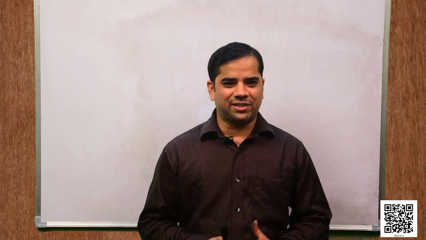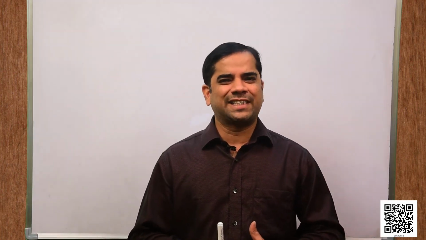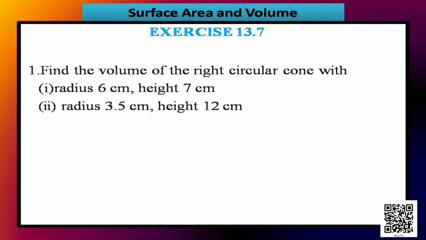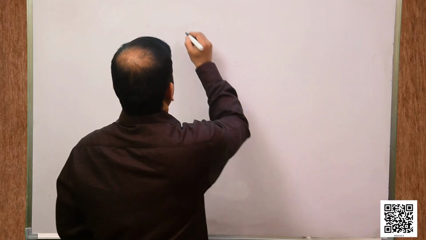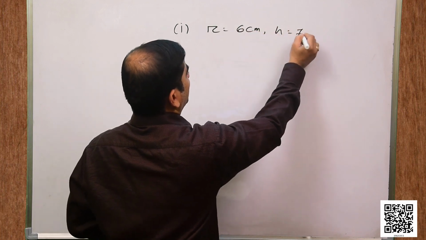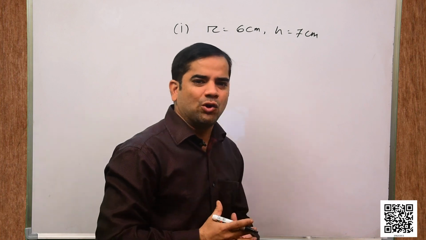Students, let us now discuss exercise 13.7. Let us solve question number 1. What it says? Find the volume of a right circular cone with radius 6 centimeter, height 7 centimeter and radius 3.5 centimeter, height 12 centimeter. Okay. So let us solve the question. For part 1, what is the radius? 6 centimeter and height is 7 centimeter. So r is equal to 6 centimeter and h is equal to 7 centimeter.